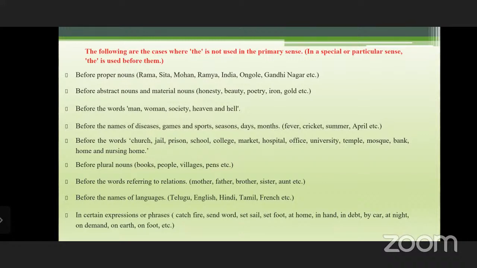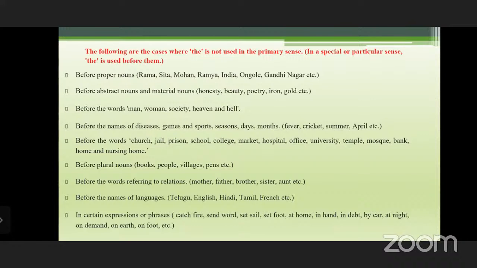So we should not use any article. And material nouns. What are the material nouns, children? Iron and gold. So for material nouns also, we should not use any article. And next one, before the words man, woman, society, heaven, and hell. So before all these words also, we should not use any article if they are used in a primary sense.